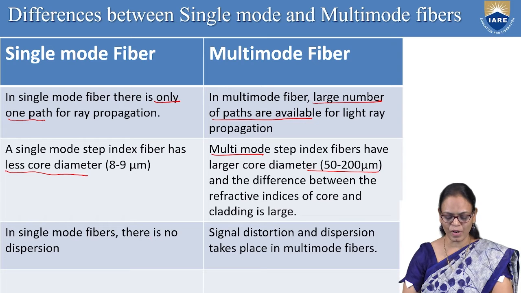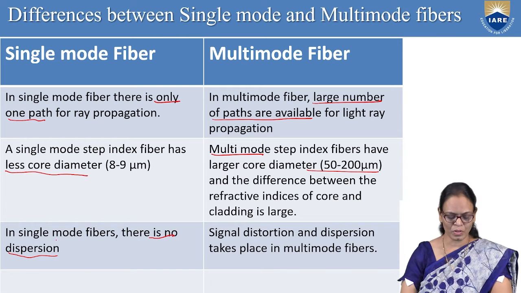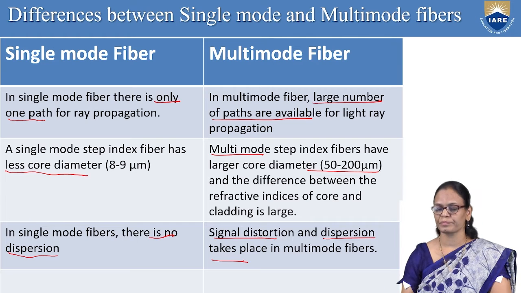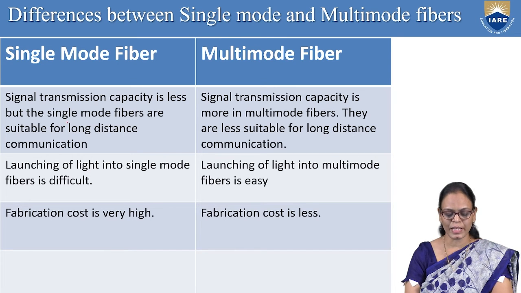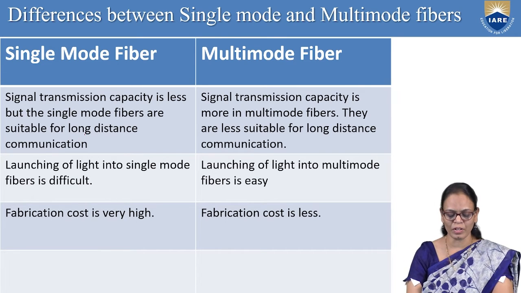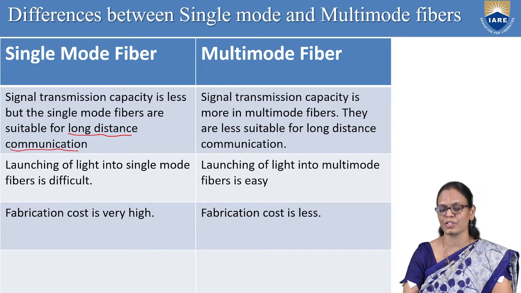And in single mode fibers, there is no dispersion because there is less chance for reflections through the core. But in multimode, signal distortion and dispersion take place. Then a few more. Signal transmission capacity is less, but single mode fibers are suitable for long distance. The transmission capacity is less, but it is used for long distance communication.